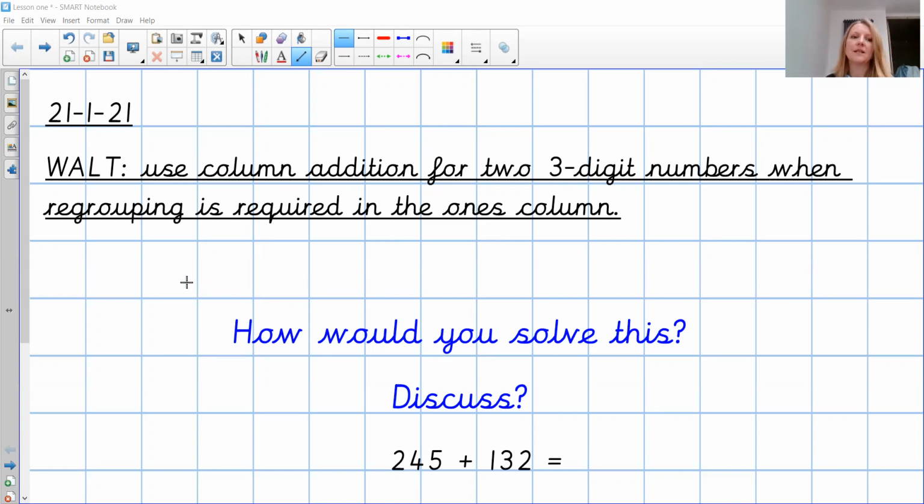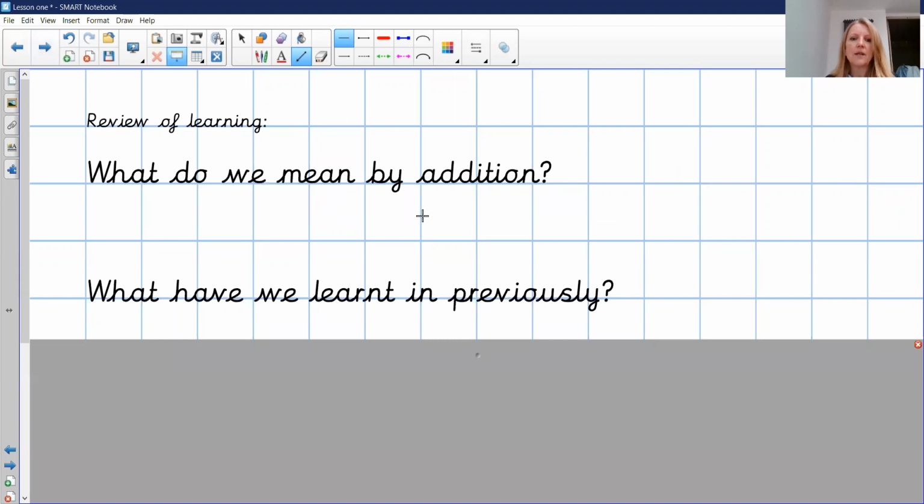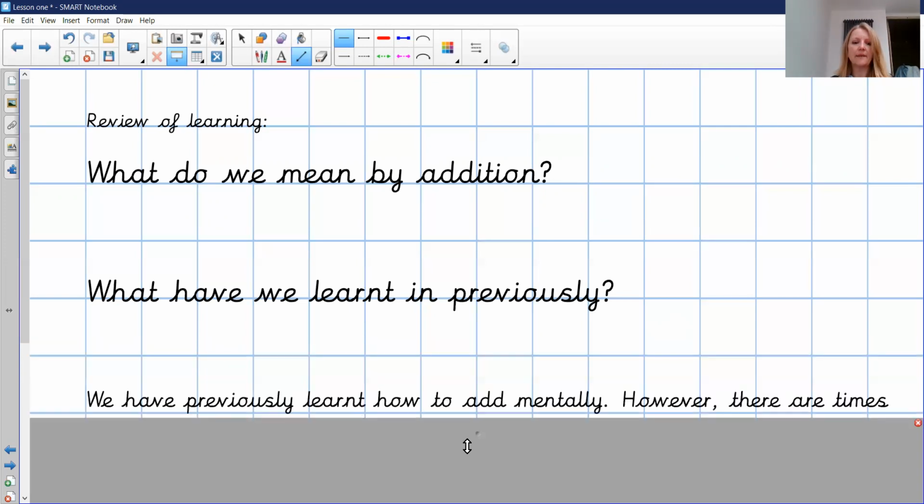and that's called column addition. So what do we mean by addition? Okay, that is adding two numbers together in our calculation. There's lots of other words for addition as well. Can you remember some of those? Good. Let's have a think about what we've learned previously.